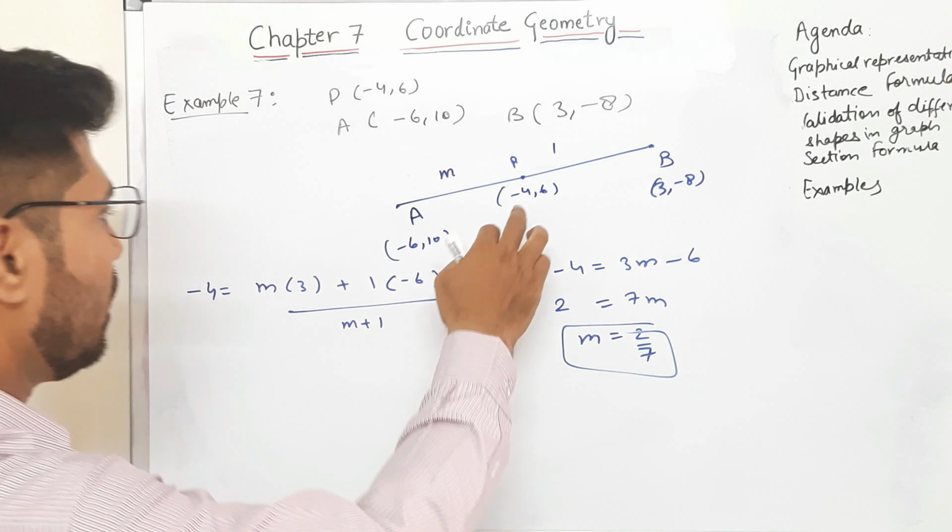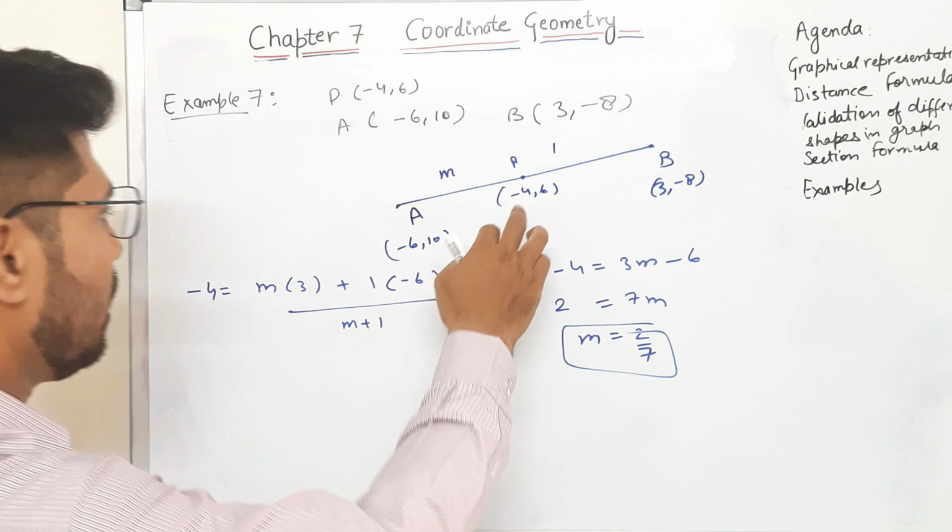Now suppose this is the point P, this is the line AB, and point P is here, which is (0, y). Now this is (5, -6) and this is (-1, -4). As per the section formula, we don't know the ratio. Let's suppose it is m1:1. So this 0 will be (m1 into -1 plus 1 into 5) upon (m1 plus 1).